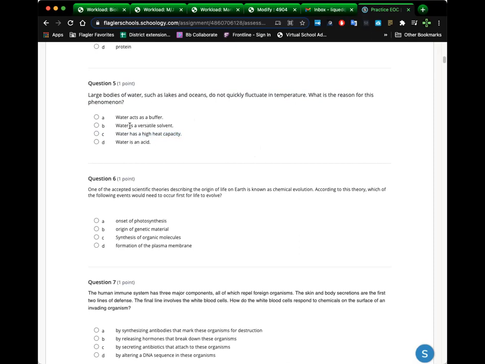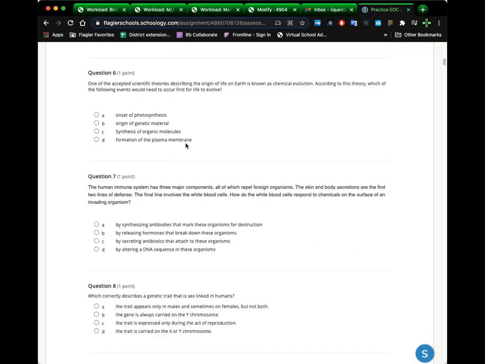All right. Versatile solvent. This has to do with dissolving or absorbing. Buffer has to do with pH. It's not going to be on there. Acids have to do with the pH. It's not a property of water that you need to worry about. You will be asked about acids and bases, but as far as it goes, don't worry about it. All right, moving on.